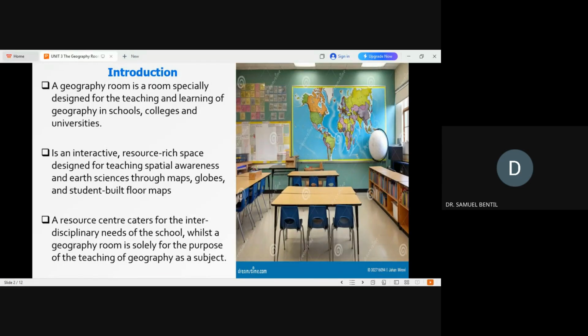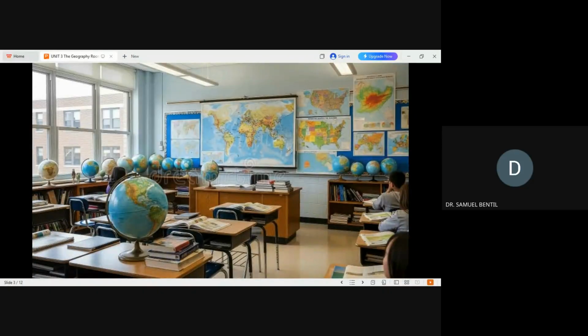Now, this is a typical example of how a geography room can look. This is a modern one. So you see that in that room, there are a lot of maps on the walls, and there's even an interactive board screen, which has projected a map. Look at the number of globes there. Have you seen it?